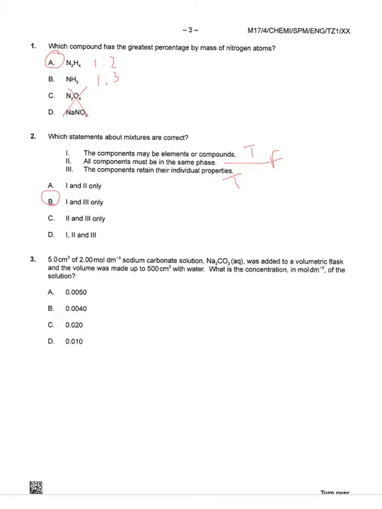Number 3, you have 5 cc's of 2 molar sodium carbonate added to a volumetric flask, and the volume was made up to 500 cc's with water. What's the concentration in moles per liter? So the first thing I need is all my volumes in liters, since they're both given in cc's. So I'm really talking about 0.005 liters times a strength of 2 moles per liter.